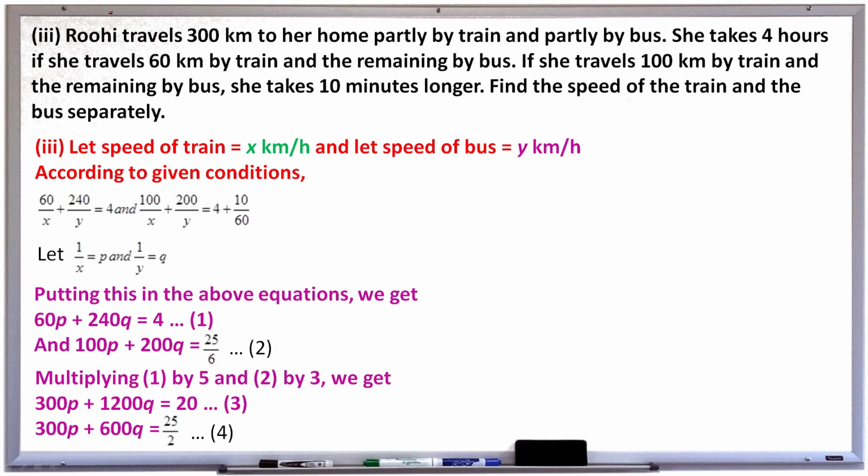Ruhi travels 300 km to her home partially by train and partially by bus. The modes of transport used here are train and bus. How many kilometers she traveled by train is not given.